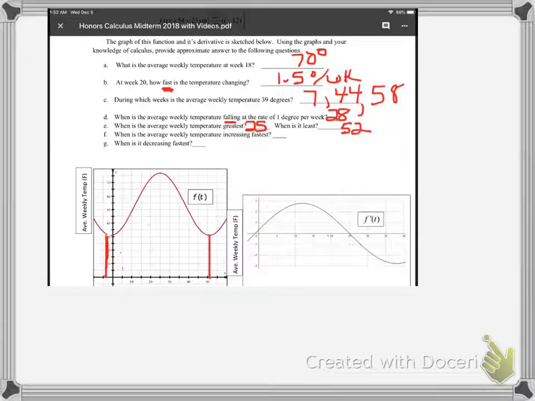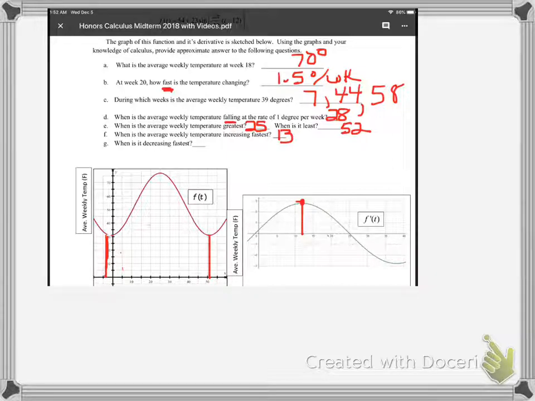Okay, question F. When is the average weekly temperature increasing fastest? Increasing fastest, think about what that means. If it's increasing the fastest, it means that it's the steepest part of my curve. Well, it's hard to tell where that is on the original function, so go for the max of your first derivative. And if you find your max, it looks to me between 10 and 15, so I believe 13 is a good answer.